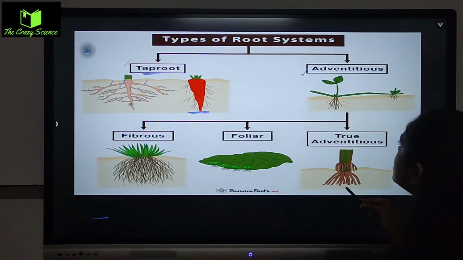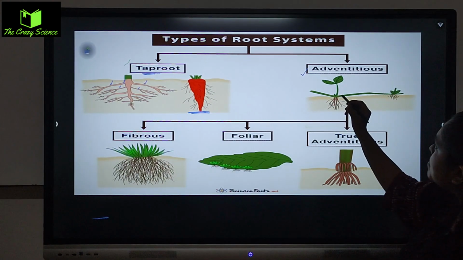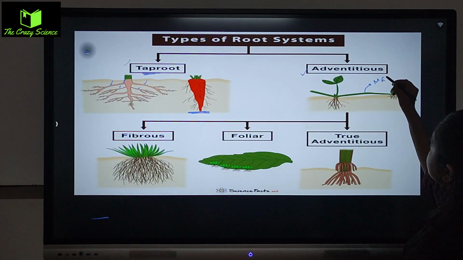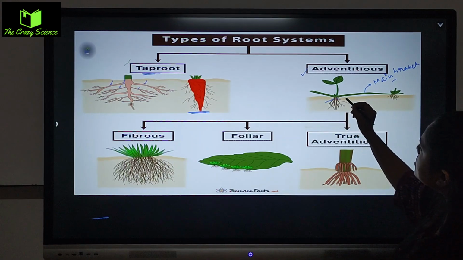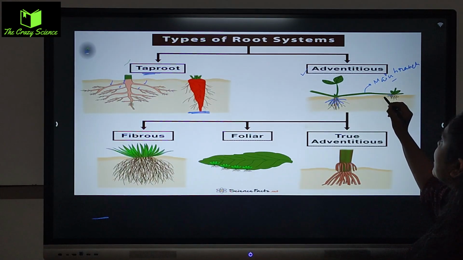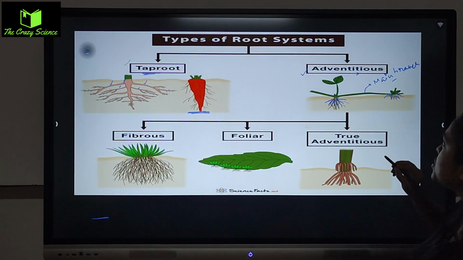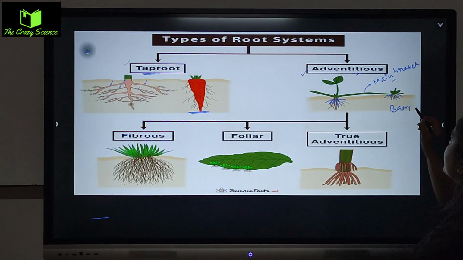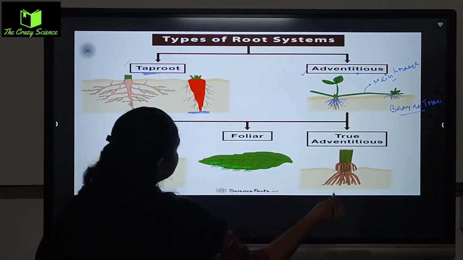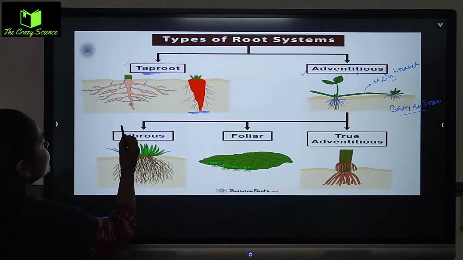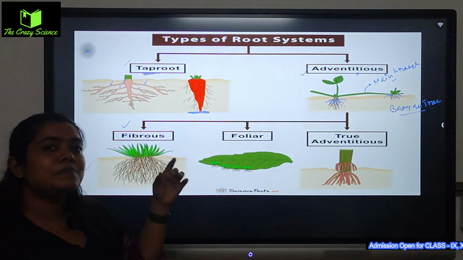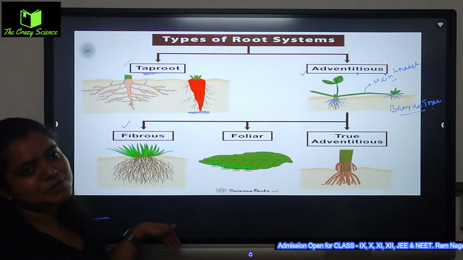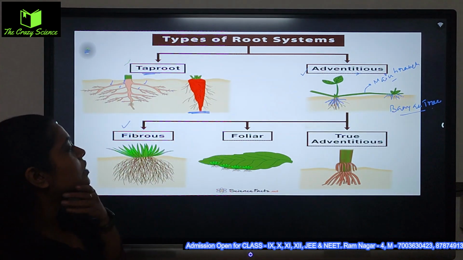Whereas in the advantageous, in this one, from the main part, from the main branch, okay, they are tiny structures, the branches of roots they are getting emerged, and this is called the advantageous root. You will get to see it in the banyan tree. In the banyan tree এগুলো দেখতে পাওয়া যায়। So advantageous is further divided into three more forms. Though fibrous আমরা তিন ভাগে পড়েছি, the main parts you already know, tap, fibrous and advantageous. But in this one, the advantageous also comes in fibrous, foliar and the true advantageous.